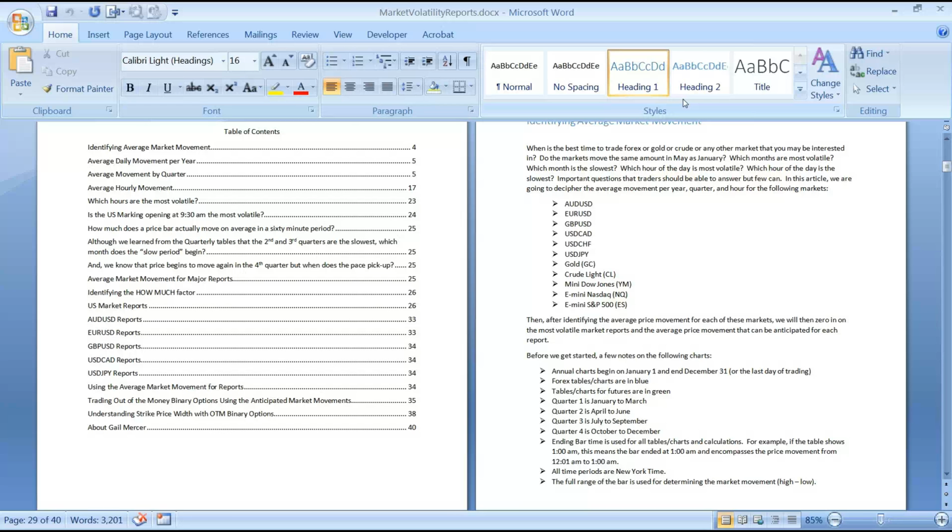Identifying the how much factor on U.S. market reports, Aussie U.S. dollar reports, Euro U.S. dollar reports, British pound U.S. dollar reports, USD Canadian reports, USD JPY reports, using the average market movement for reports, trading out of the money binaries using the anticipated market movements, understanding the strike price with in and out of the money binary options, and then, of course, about me.